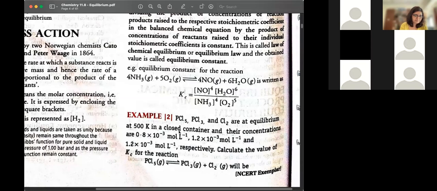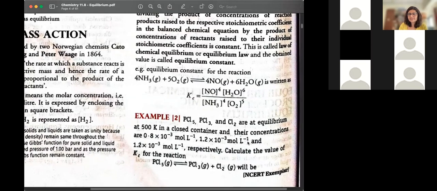Like the formula we just did, log K2 by K1, no, this will not be used here, right? There are separate questions for that. Read the question, don't go by section wise. See what is needed, what is given, and then decide what formula to use.